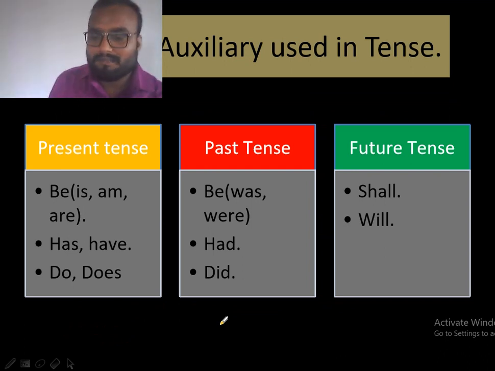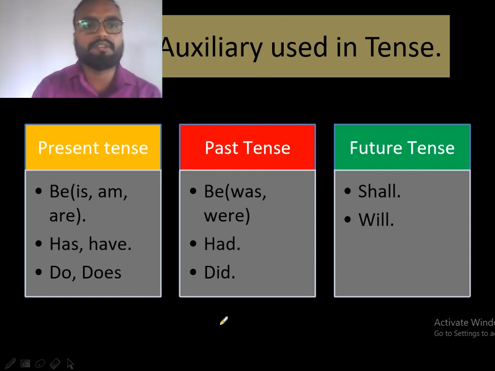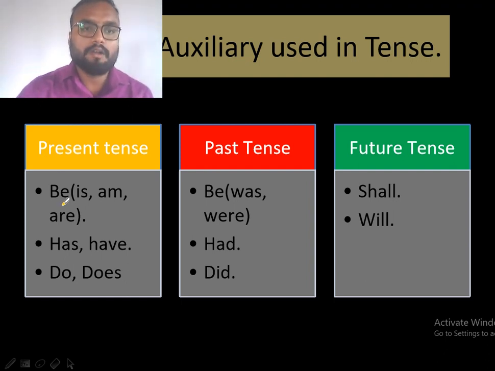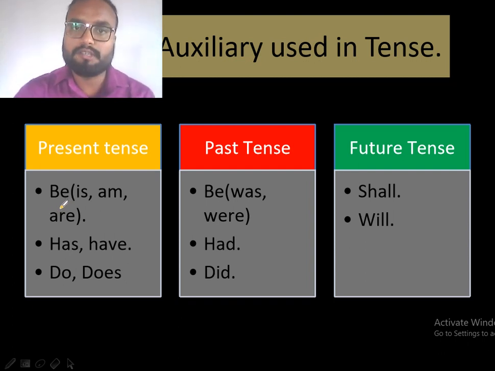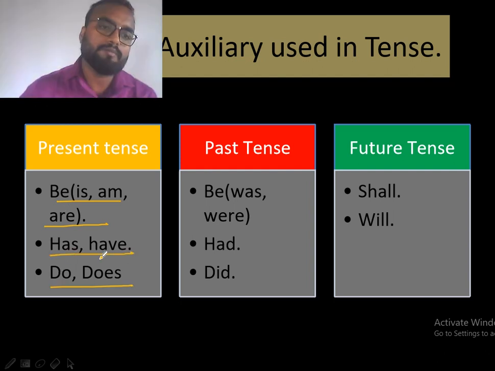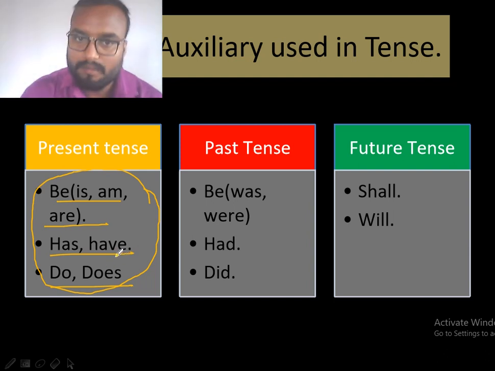This slide shows us the auxiliaries which are used in tense. These are the auxiliaries which are very often used in different tenses, that is in present, past or in future. In present tense, you might be knowing the auxiliaries. If not, I will be making another video dedicated to auxiliaries. So in present tense, is, am and are are being used, has, have and do, does. Now which auxiliary is used in which tense, that we will discuss in the coming slides.